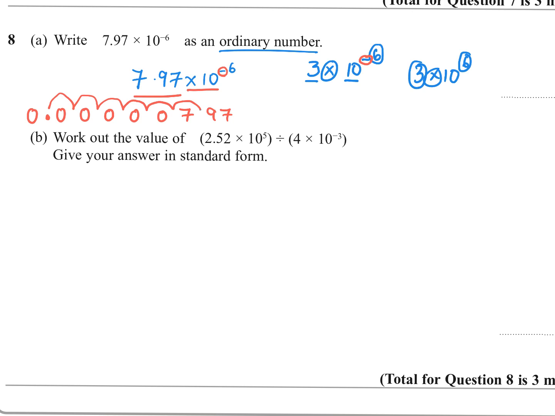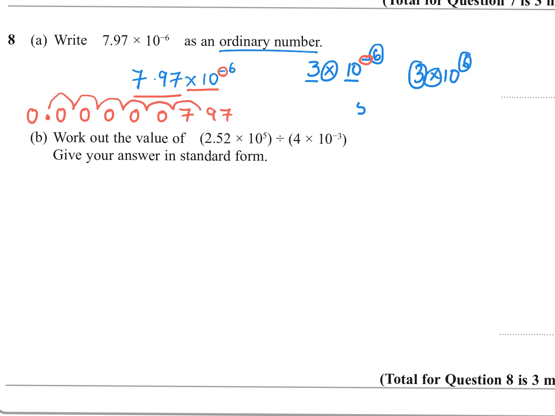So that would be our answer, 0.000000797. So if you're still not sure, I can do a little bit more. If you are, you can just press the forward key and it will skip forwards. So let's do one more example here because a lot of students do find this difficult.